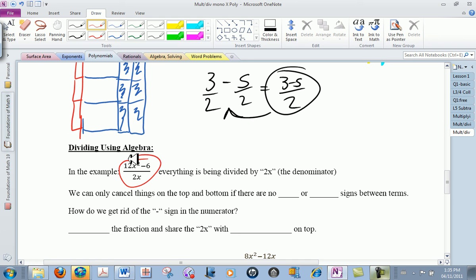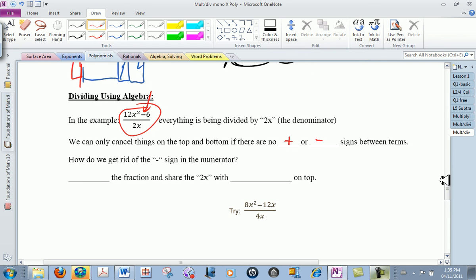In the example, 12x squared minus 6 over 2x, everything's been divided by 2x. We can only cancel things in the top and bottom if there are no plus or minus signs between the terms. So the problem is this subtraction kind of prevents us from canceling stuff. So how do we get rid of that minus sign? We split the fraction and share the 2x with both terms on top. So the 12x squared minus 6 becomes 12x squared divided by 2x, and negative 6 divided by 2x.